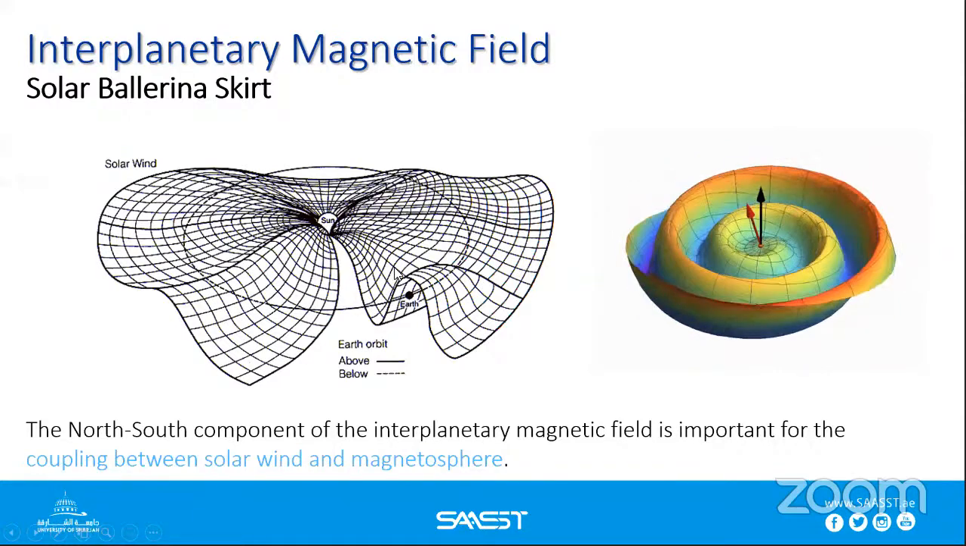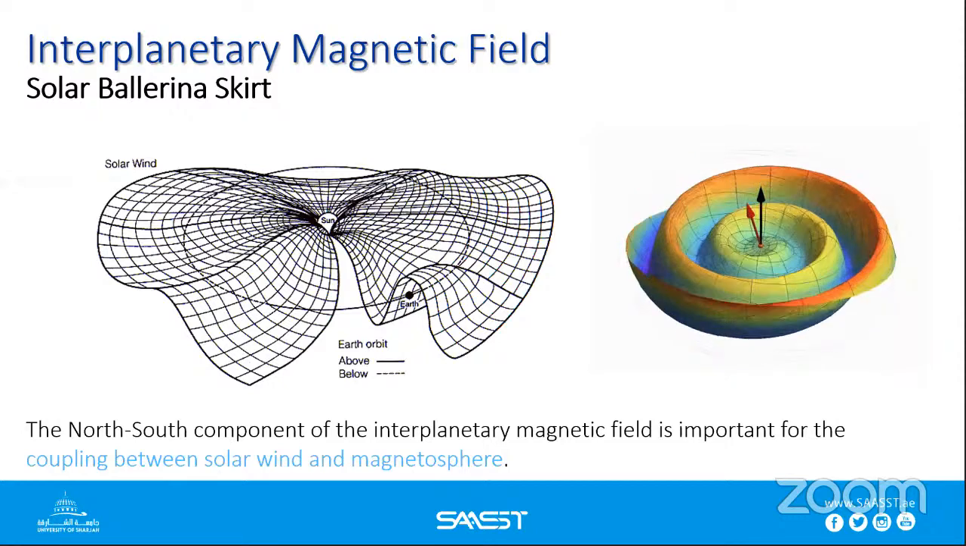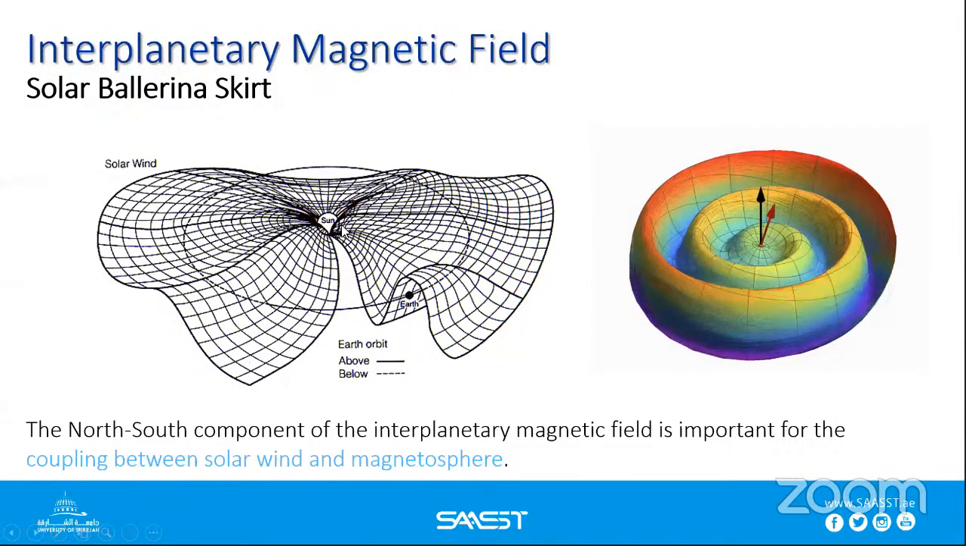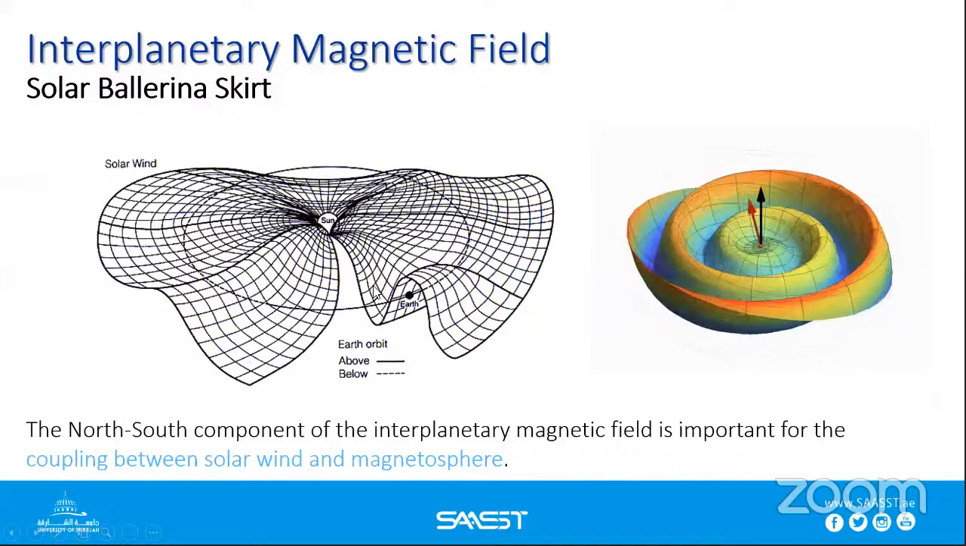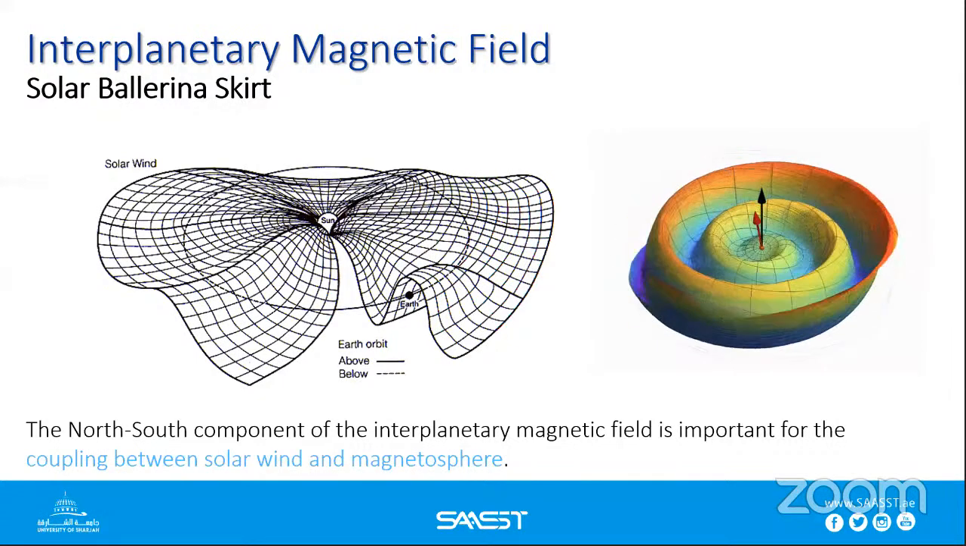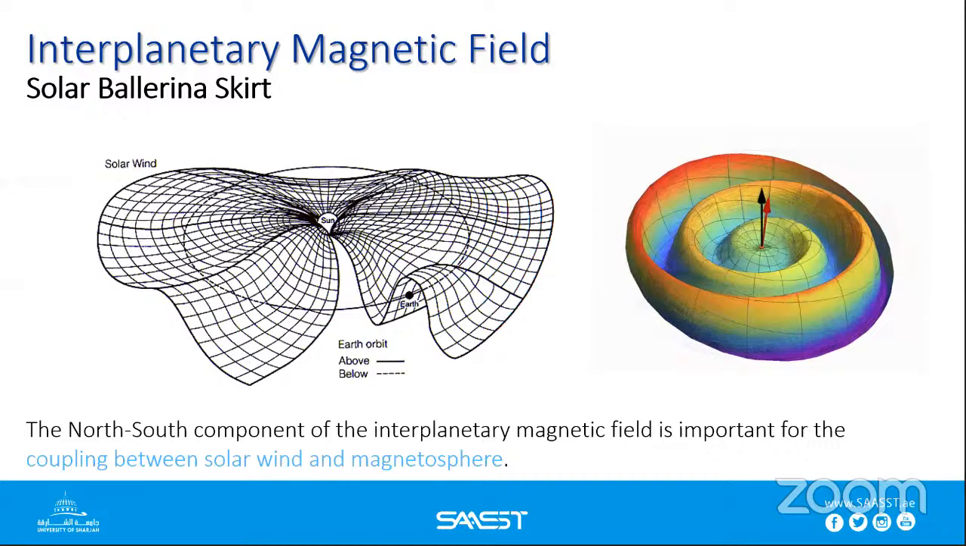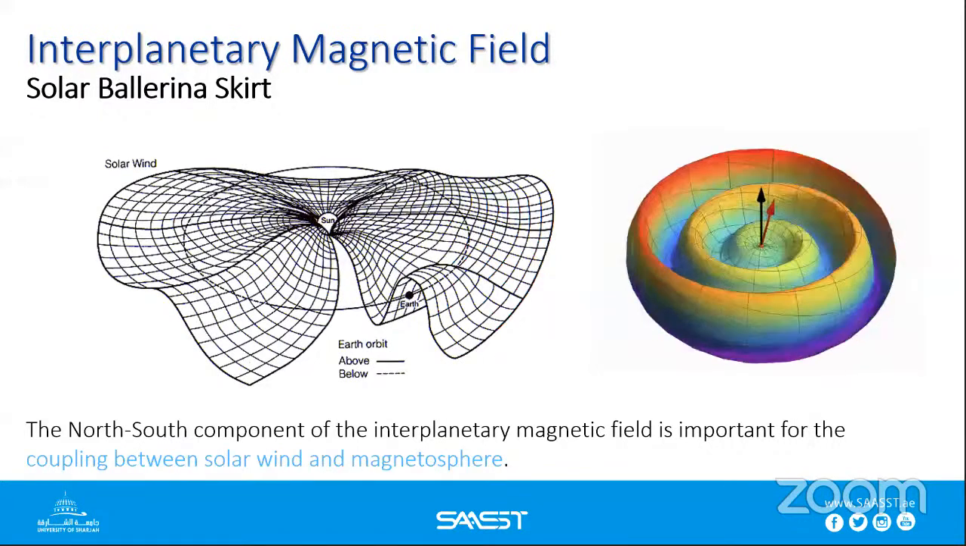Sometimes this field meets the Earth's magnetic field in the north-south direction, and sometimes in the south-north direction. So basically, this is where we start having the geomagnetic storm. It depends how the magnetic field of the solar wind meets the magnetic field of the Earth, whether we have solar storm effects on the Earth or not. Whenever the sun's magnetic field meets the Earth's magnetic field in the south-north direction, we see a geomagnetic storm effect, and we have a much stronger ionosphere underneath it.